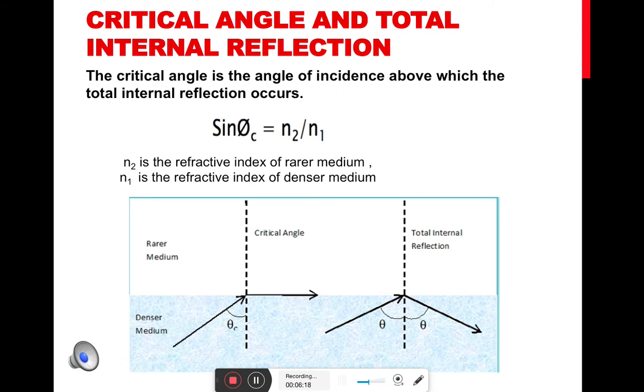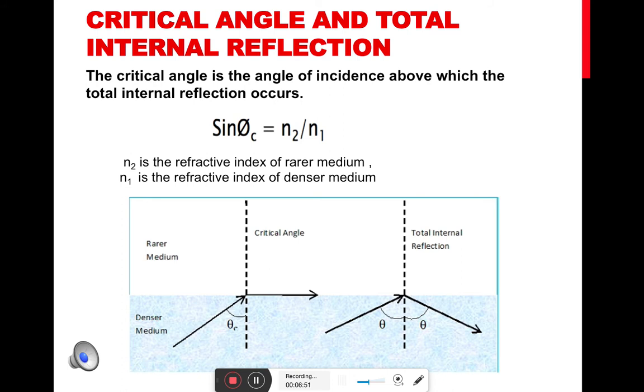Now we learn critical angle and total internal reflection. So this critical angle and total internal reflection is the two main criteria which explains the propagation of light in an optical fiber. Okay, so before going in detail about total internal reflection, first we need to know what is a critical angle. So you know that there is an incident ray and a refracted ray.